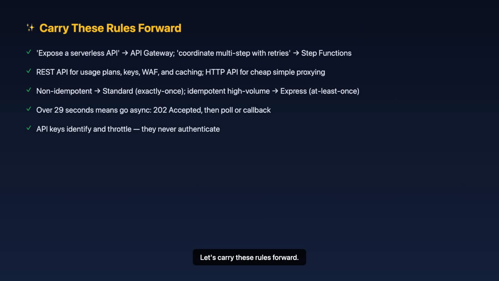Let's carry these rules forward. Expose a serverless API points to API Gateway. Coordinate a multi-step workflow with retries points to Step Functions. Reach for the REST API when you need usage plans, keys, WAF, or caching, and the HTTP API when you just want cheap, simple proxying. Non-idempotent work goes to standard for exactly once. Idempotent high-volume work goes to express. Anything over 29 seconds means go async, 202 accepted, then pull or callback. And API keys identify and throttle, they never authenticate.